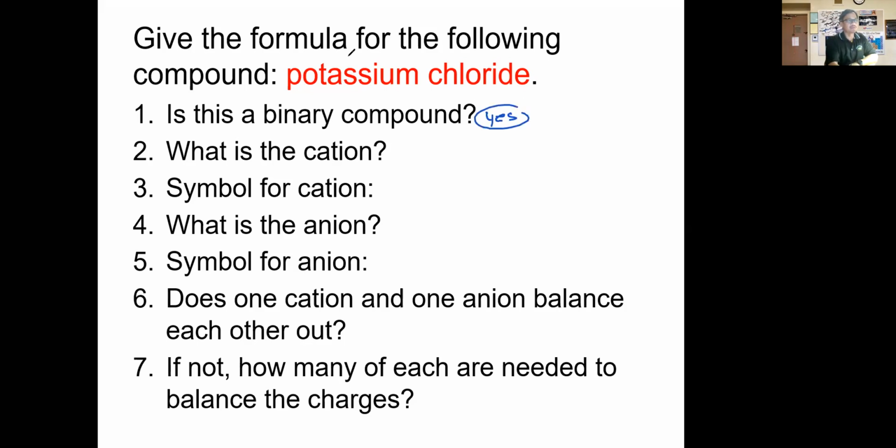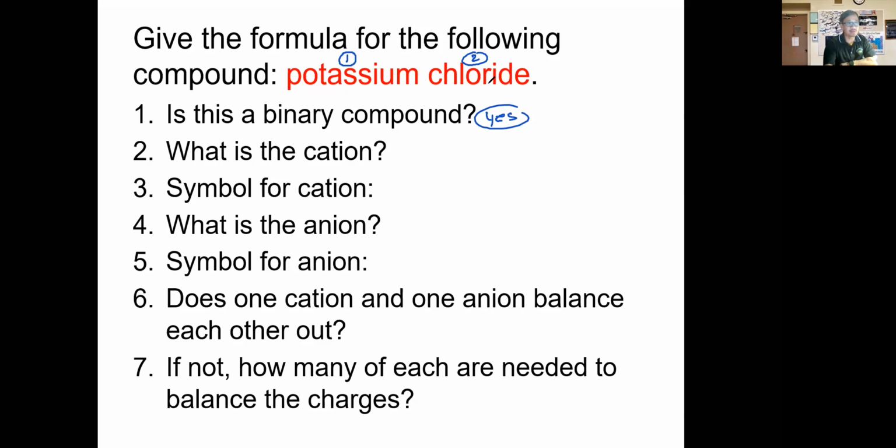Why? Because this is the name of the first element here. That should be simple, folks. Potassium, that is an element. What's difficult for some folks to see is that this is also an element. It is the ionic form of the element, but this is chlorine. So the name of this compound also indicates that it is a binary compound. It's made up of two elements. Okay? Now, second question, is this an ionic compound?